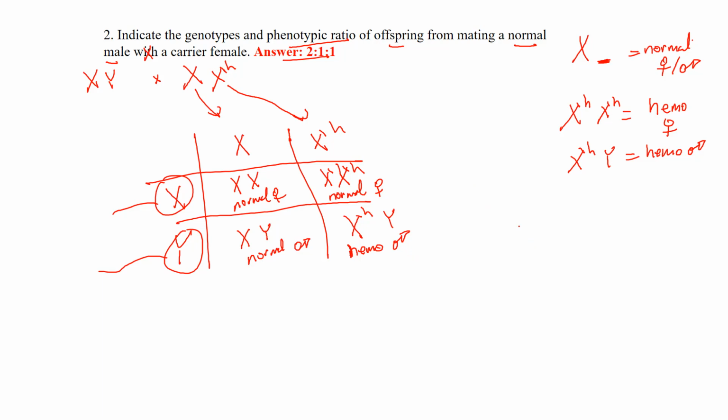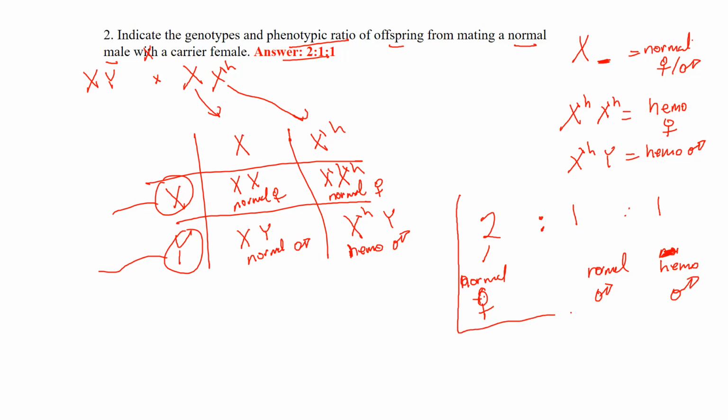So what we're going to get here for our ratio, if we take a look at it again, you have to separate females and males. You're going to have 2 normal females, 1 normal male and 1 hemo male. And that gives us the answer of a 2 to 1 to 1 ratio.